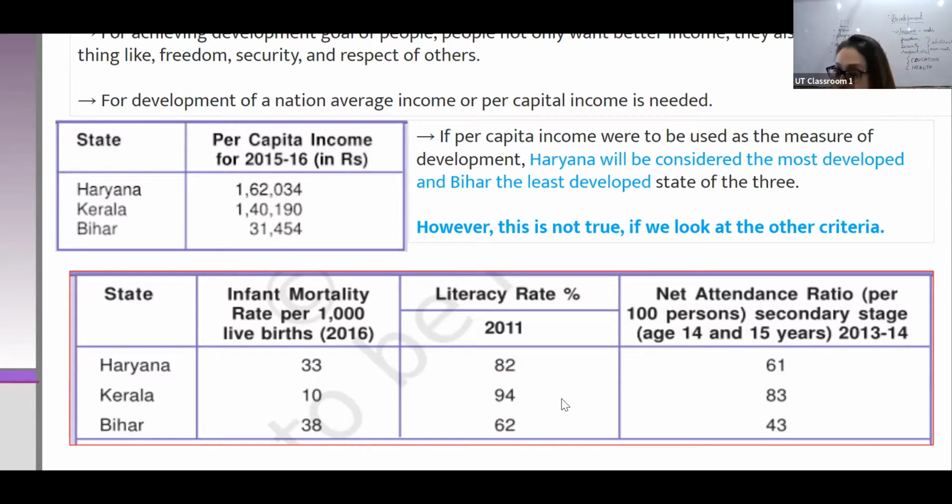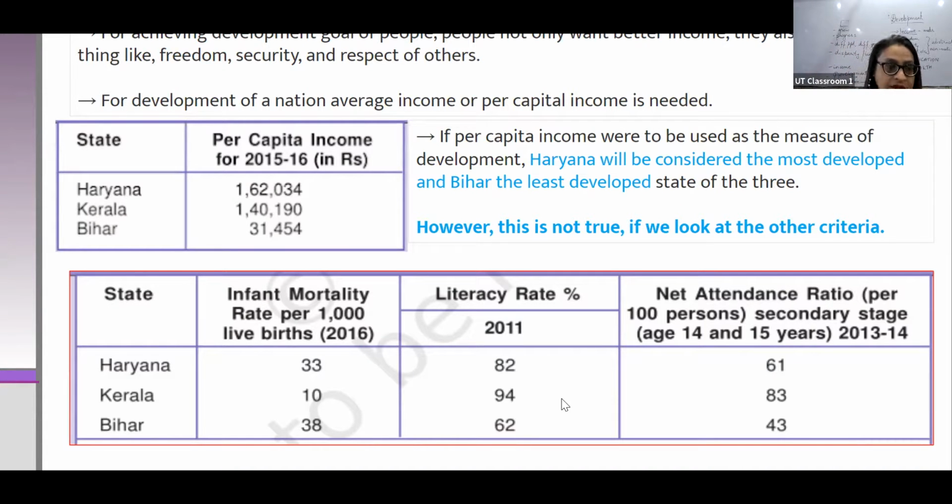But then is it so? There are other criteria which we have to consider. See, if per capita income were to be used as the measure of development, Haryana will be considered the most developed and Bihar the least developed state. However, this is not true if we look at the other criteria. What are the other criteria that we have considered? Infant mortality rate per 1,000 live births.